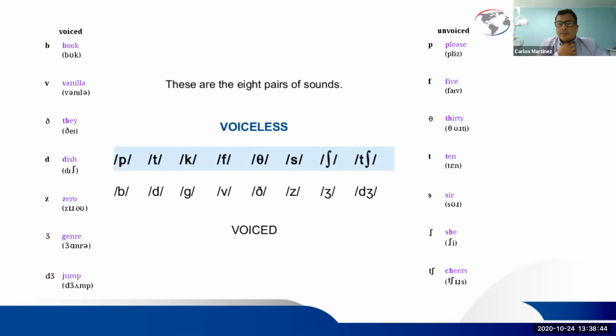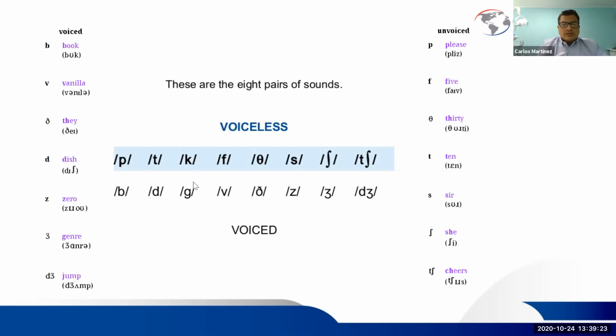They, teeth, the tongue touching your teeth. They, okay? So they, thin, they, thin. Then we have the T and the D. For example, voiced, dish. And then we have ten, ten, d, t, t, t. Notice, okay, the same movement of my, everything is the same. The only thing that's going to change is the vibration of your throat.